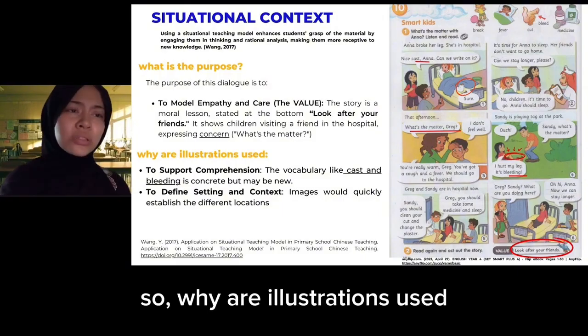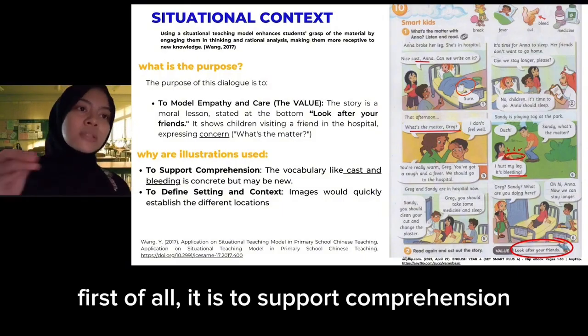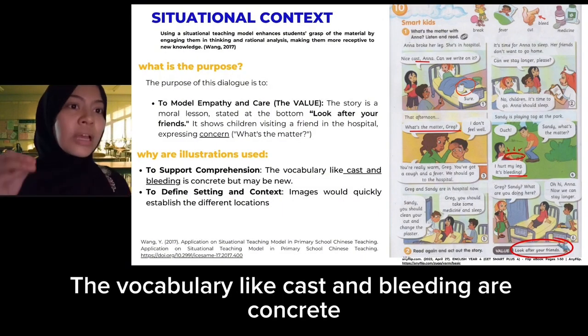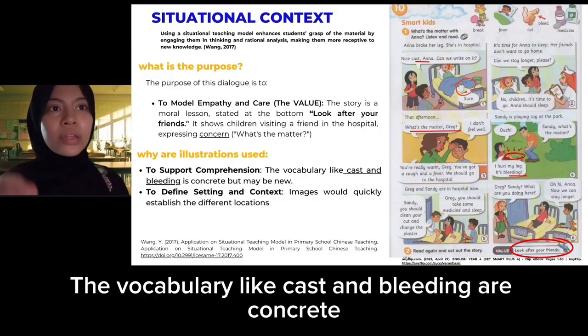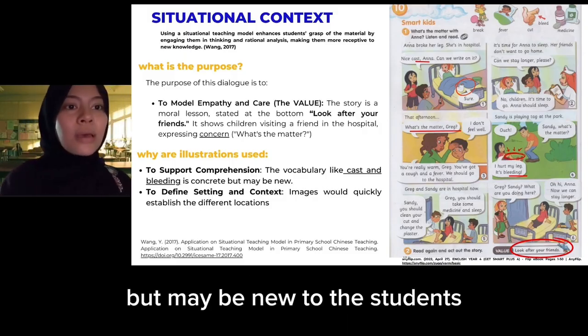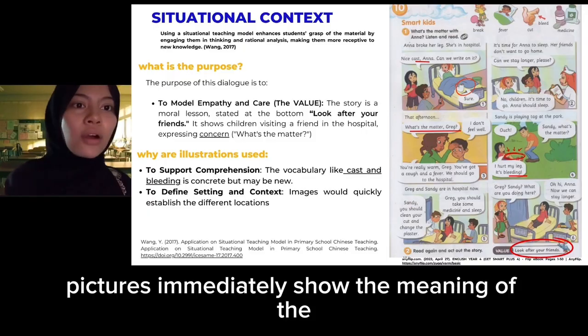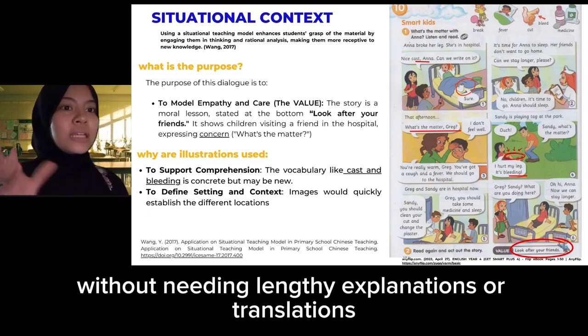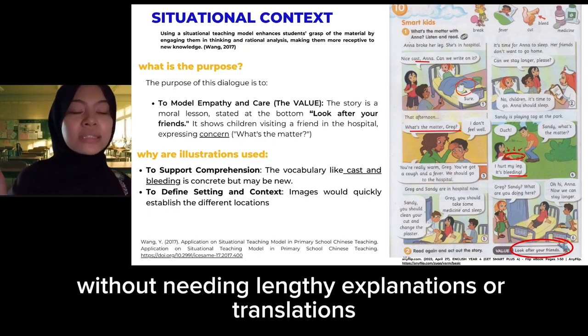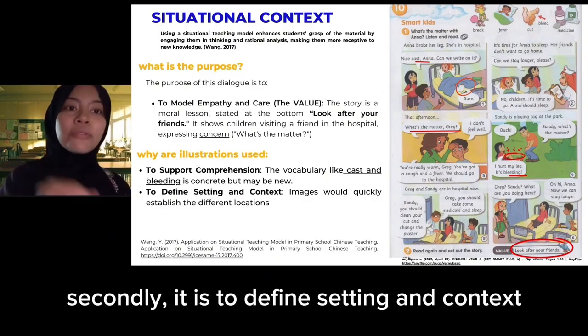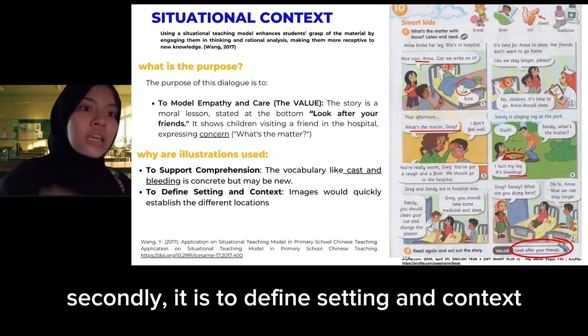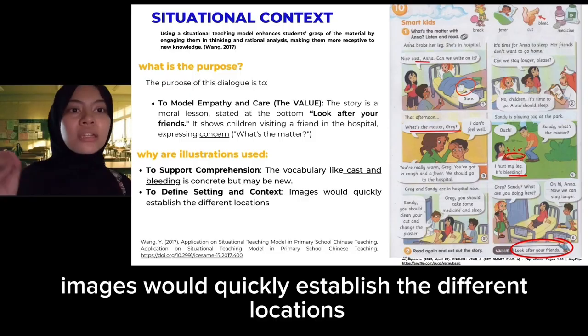So, why are illustrations used? First of all, it is to support comprehension. The vocabulary, like cuts and bleeding, is concrete but may be new to the students. Pictures immediately show the meaning of these words without needing lengthy explanations or translations. Second, it is to define setting and context. Images would quickly establish the different locations.